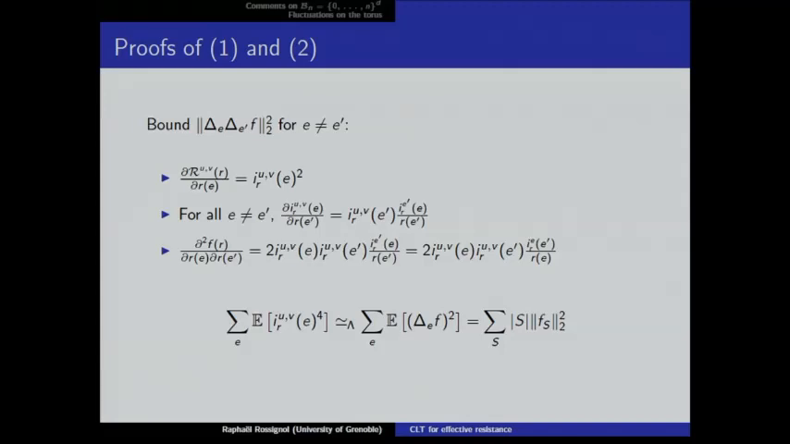So the first remark is that this equality explains why I say that the upper bound of the Poincaré inequality is of the order of the sum over E of the mean of IS to the 4 of E, just because this is essentially this partial derivative.